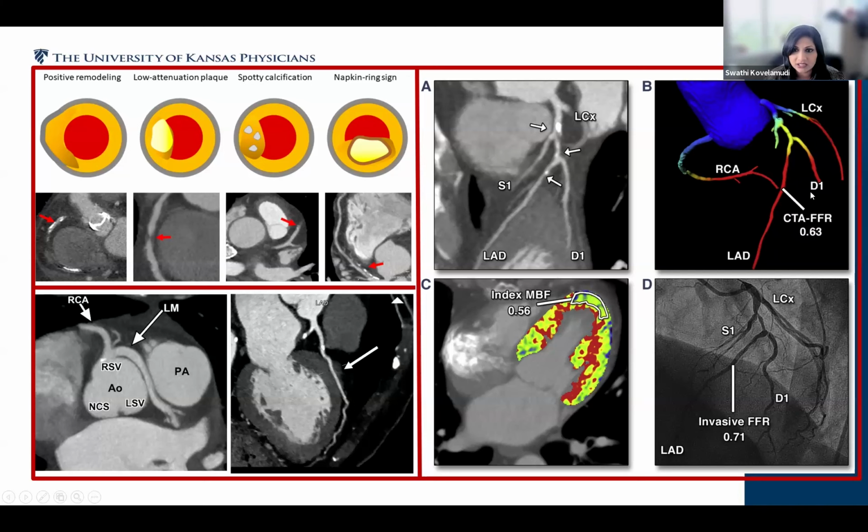So if you look at the top right picture, the CT-FFR on this patient is 0.63, which is a ratio of pressure in the left main to the distal LAD, and it correlates very well with the coronary angiogram. The other benefit with CTs is that they can tell you non-atherosclerotic causes for chest pain. So patients that have anomalous coronary arteries or patients that have myocardial bridges, as pointed out by the two pictures on the bottom left.